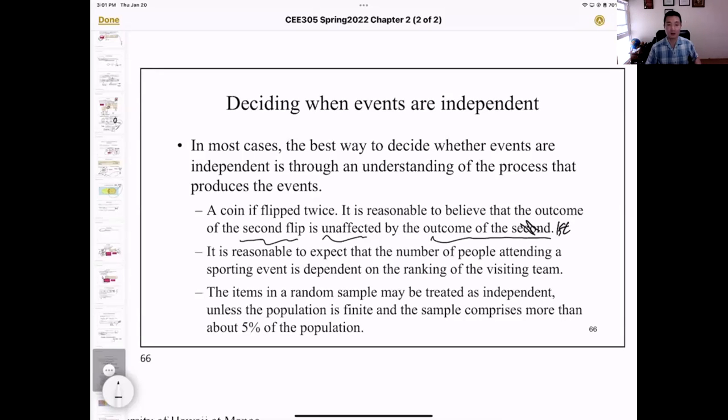The second example: it is reasonable to expect that the number of people attending a sports event depends on the ranking of the visiting team. So that is common sense. Sometimes we use common sense to judge two events. In this case, one event is the number of people attending the sports event, and the second is the ranking of the visiting team. So these two things are dependent on each other.